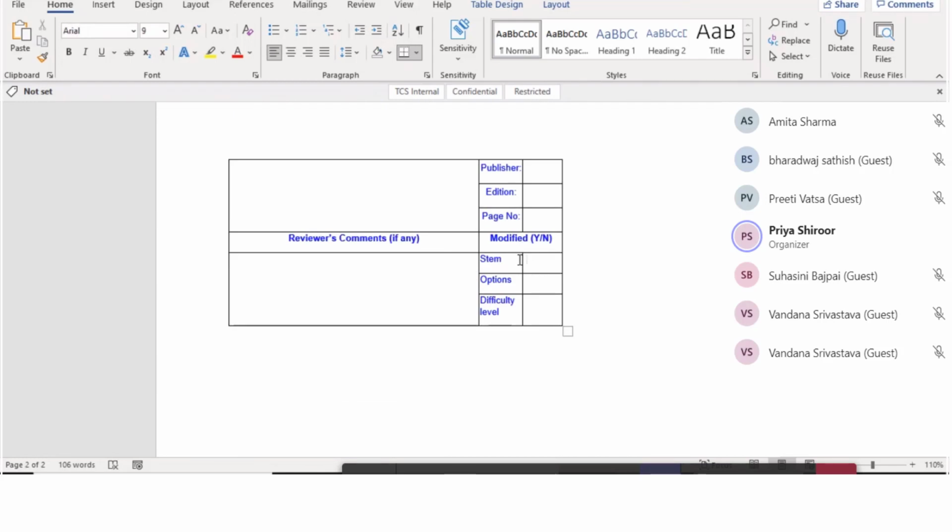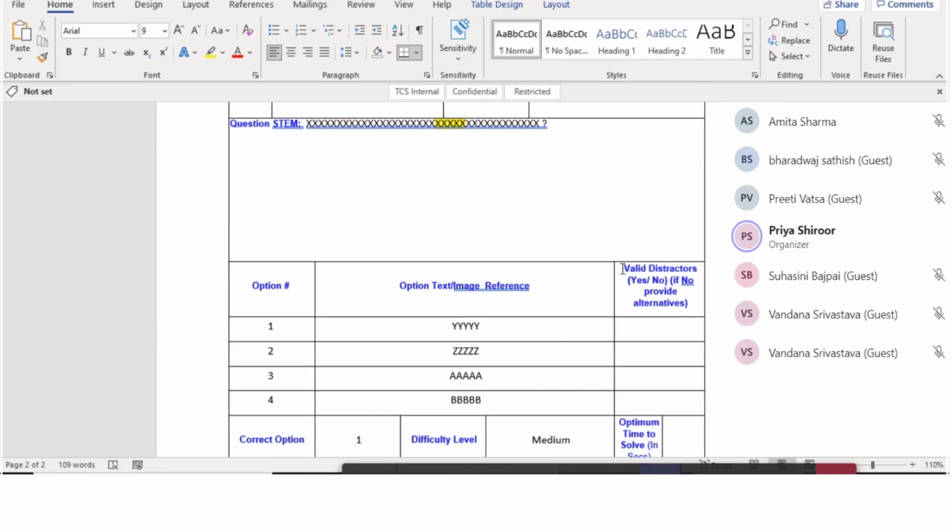And here you will mention stem modified, yes or no. So for stem, you will say yes. Options you have not changed, difficulty you have not changed, so you will just make that no over here. And you can just put a brief one-liner comment on why you have made that modification. So you can say, to make the question more specific, or to avoid the question being ambiguous, you have modified the question a little bit so that it's very specific and clearly understood.